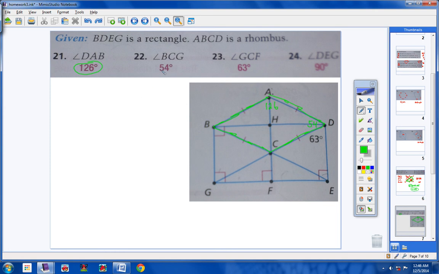Okay, we're going to find the angle of BCG. So B to C to G. So this angle right here and over to here, right here.